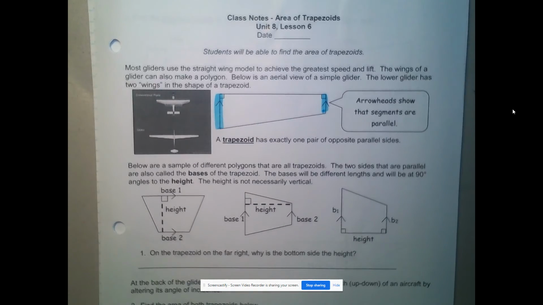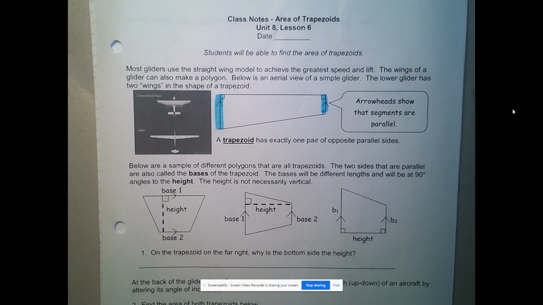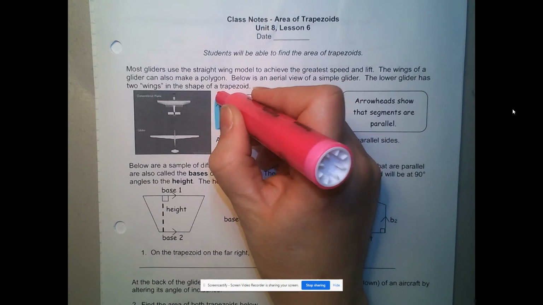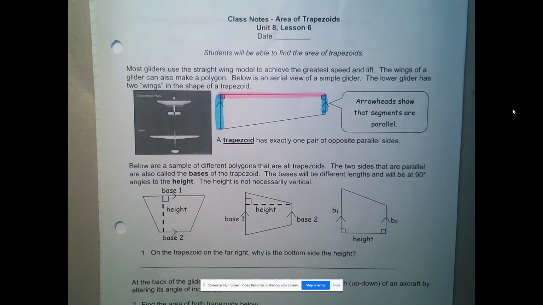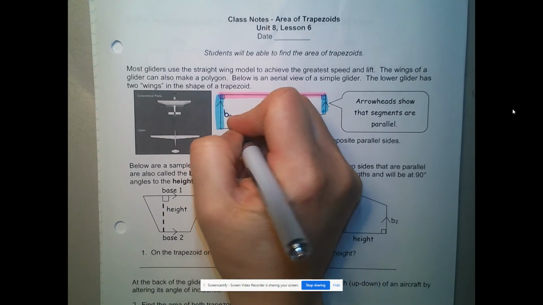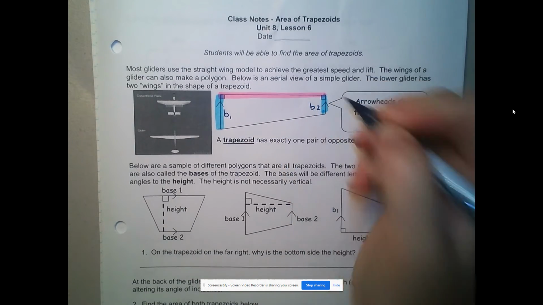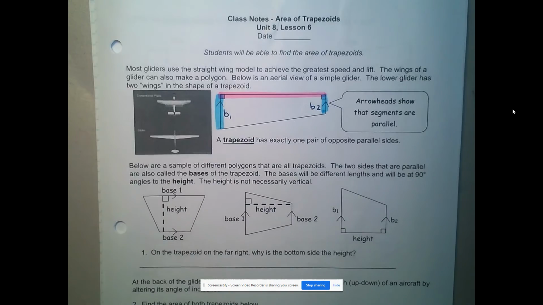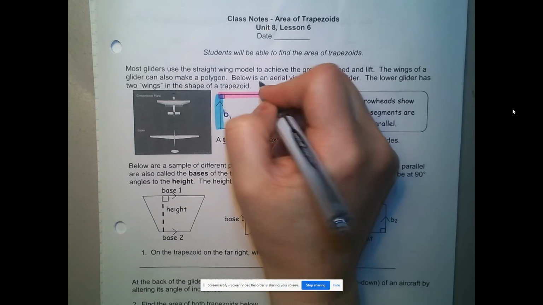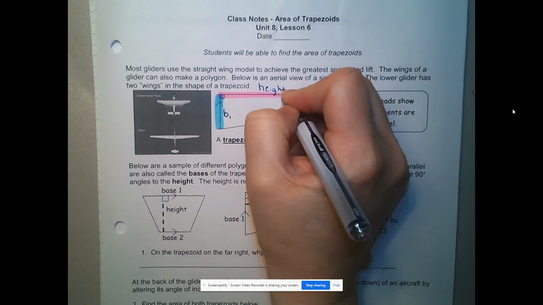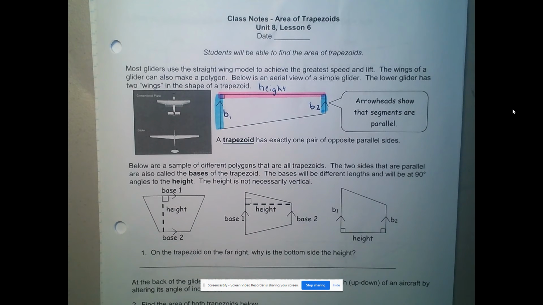Now, the bases of trapezoids always have to be the one pair of parallel sides, and the height is going to connect them. Now, on this particular trapezoid, the height happens to be one of the sides. So what we would do is we would call this base 1 and base 2, and it doesn't matter which one is base 1 and base 2. And then the side that connects them, or the segment that connects them at the 90-degree angle, is the height. So a trapezoid has exactly one pair of opposite parallel sides.